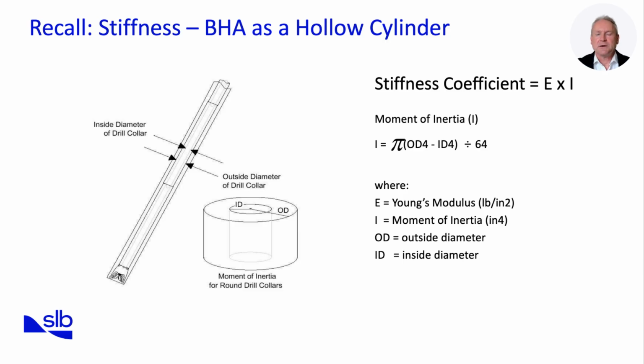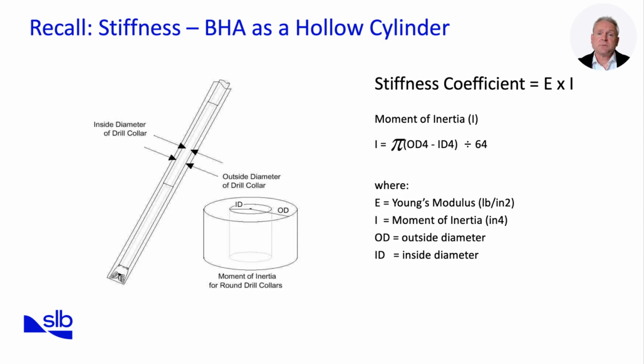Now let's recall how stiffness is defined for the bottom hole assembly, specifically when considering a drill collar as a hollow cylinder. The stiffness coefficient is expressed as E multiplied by I, where E is Young's modulus and I is the moment of inertia. Young's modulus, measured in pounds per square inch, is a material property that defines elasticity, essentially how much a material resists deformation under stress. For steel drill collars, E is constant, meaning that stiffness is primarily governed by geometry.